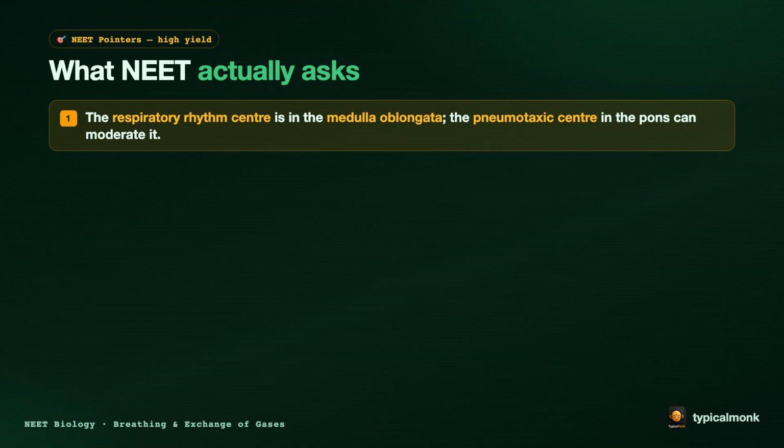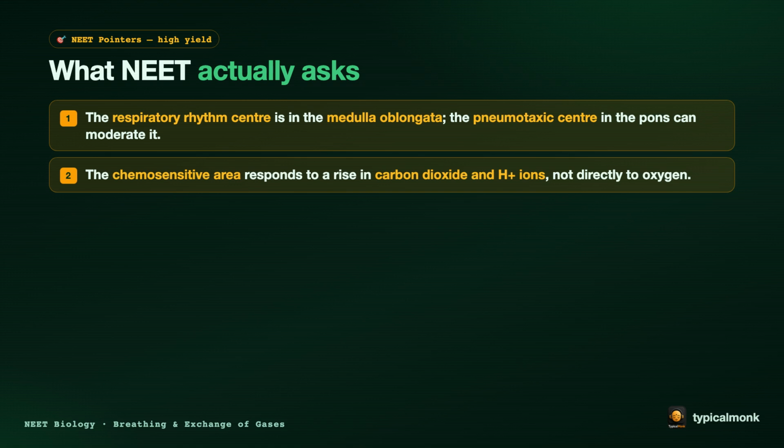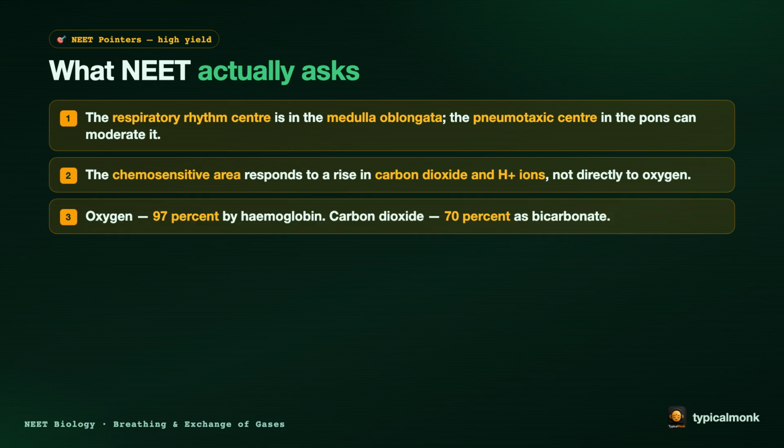Now the high yield pointers. The facts NEET turns into questions. 1. The respiratory rhythm center is in the medulla oblongata. The pneumotaxic center in the pons can moderate it. 2. The chemosensitive area responds to a rise in carbon dioxide and H+ ions, not directly to oxygen.